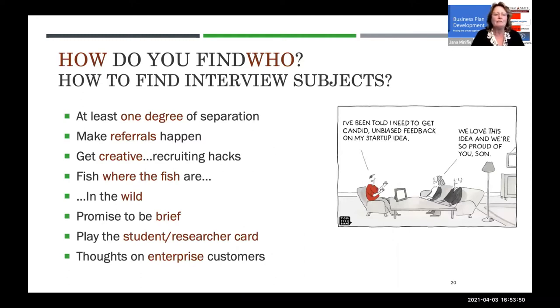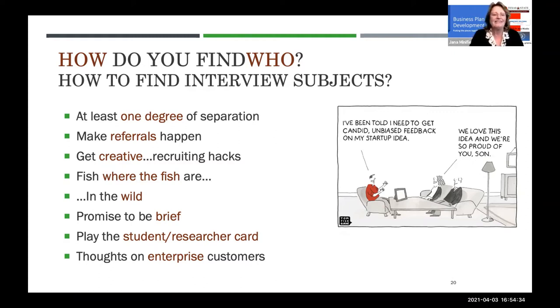And so how do you find the who? You want at least 1 degree of separation. So you can ask family and friends for people that they would like to introduce you to, but you do not want to interview family and friends because they're going to tell you what you want to hear. And that's not what we want. We want to talk to other people that could possibly be the people that are going to give you the money and buy the product or service that you're trying to offer. Ask them for referrals. Ask them, is there somebody else that you think that I need to talk to? That should be your very last question whenever you set up an interview.